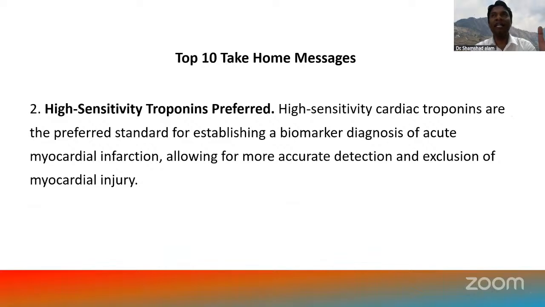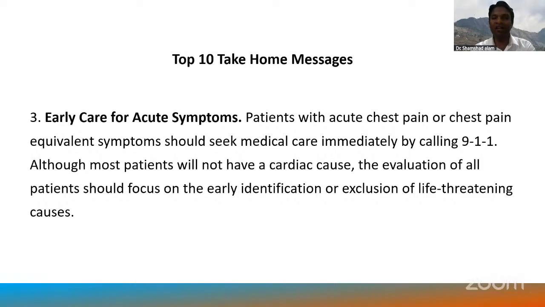Now, the second, the H of the chest, it stands for high sensitivity troponins. It is preferred if you are approaching a patient of acute coronary syndrome with coronary artery disease. The troponin assay which is said to be better now is high sensitivity troponin. And the E of chest stands for early care of acute symptoms.